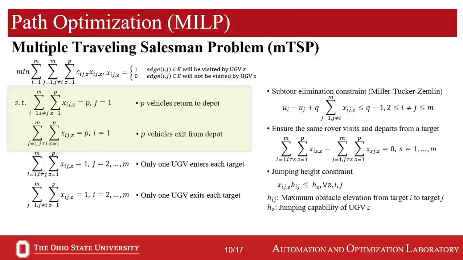The first two constraints are to ensure only p number of vehicles return and exit from the depot, which is target 1. The third and fourth constraints are to ensure only one UGV enters and exits each target. The fifth constraint is to ensure there is no subtour and it must be a complete closed loop for each rover. The sixth constraint is to ensure the same rover visits and departs from a target. The last inequality is the jumping height constraint to ensure the rover can jump on top of an obstacle.